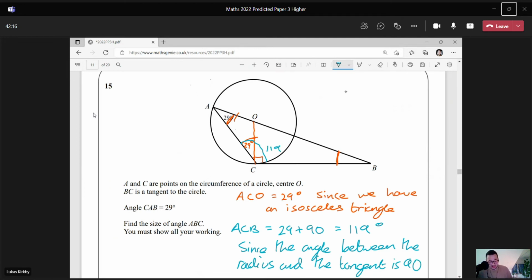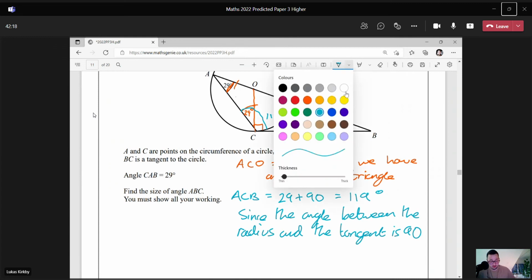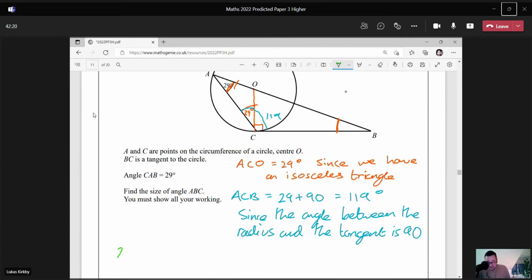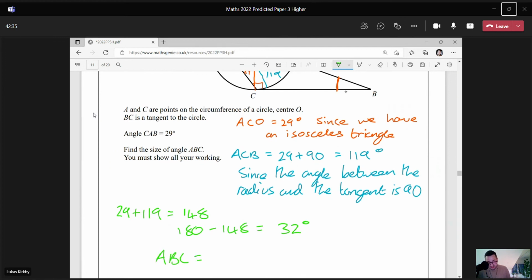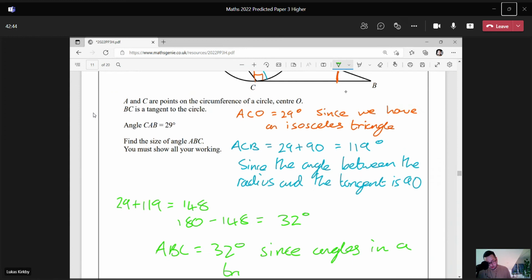And then finally, I can use the angles in a triangle rule. So we've got 29 plus 119 is 148. And then 180 minus 148 is 32. So we have that ABC is 32 since angles in a triangle add to 180.